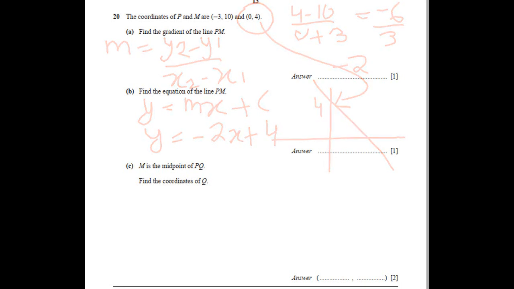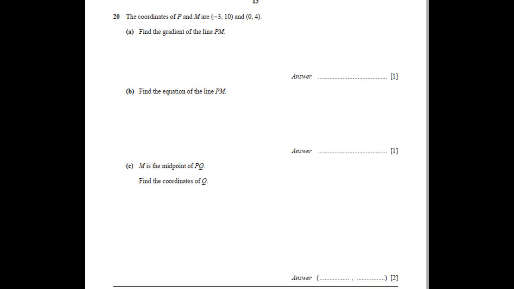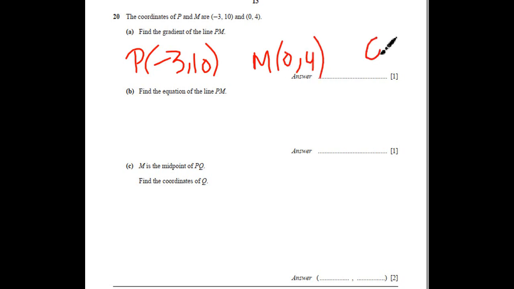Part C. M is the midpoint of PQ. We have a point P, minus 3, 10. Then M is the midpoint, M is 0, 4. Of a point Q, we need to find the coordinates of Q. Let's read the question again. M is the midpoint of PQ. Find the values of Q.